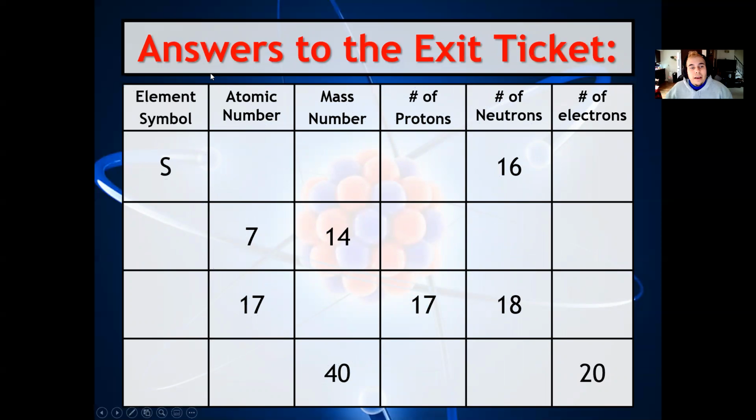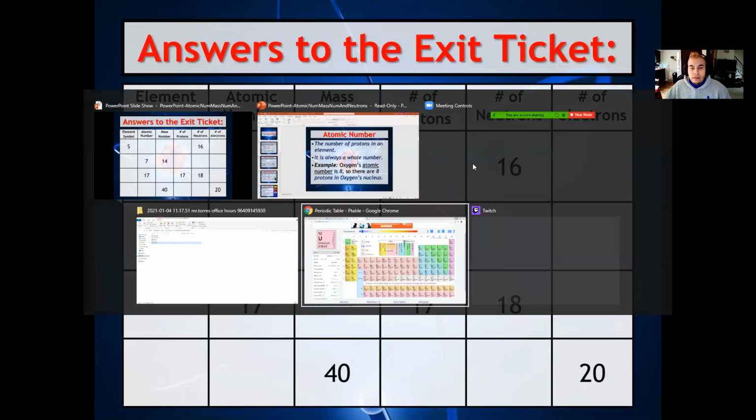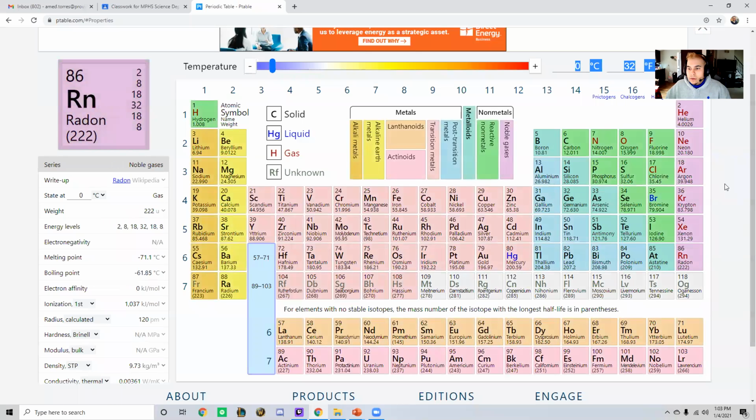So here we have this column right here is going to be the element symbols. This one, atomic number, mass number, number of protons, number of neutrons, number of electrons. Remember, if you know any two of these pieces of information, you will be able to solve this. It's like a puzzle. So let's do the first one, right? Element symbol for S.